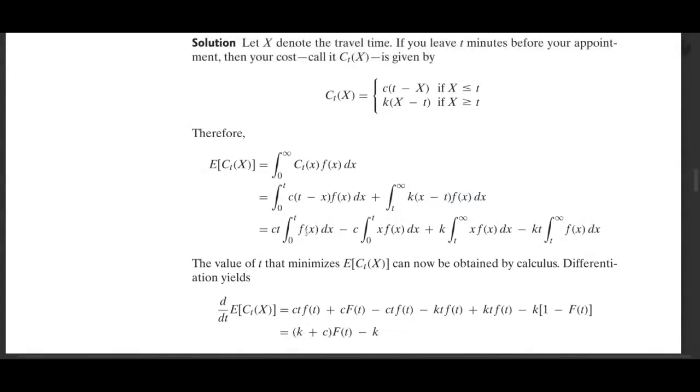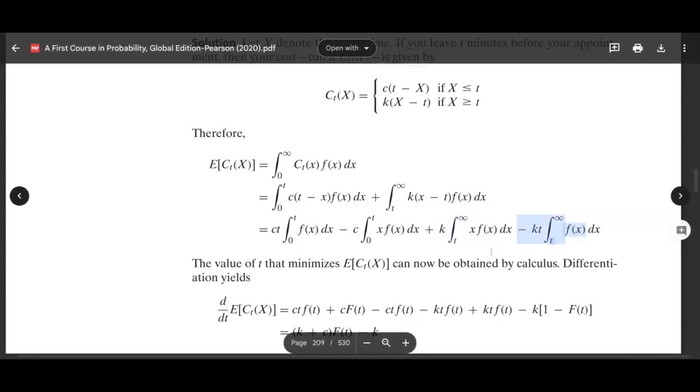So what's left is from 0 to t. Something cancelled, isn't it? So we have Ct f of x, and negative Cx f of x. Okay, so that's the first part. Then this is the second part, negative Cx f of x. Then this will have two parts: K times this, and minus Kt times this.